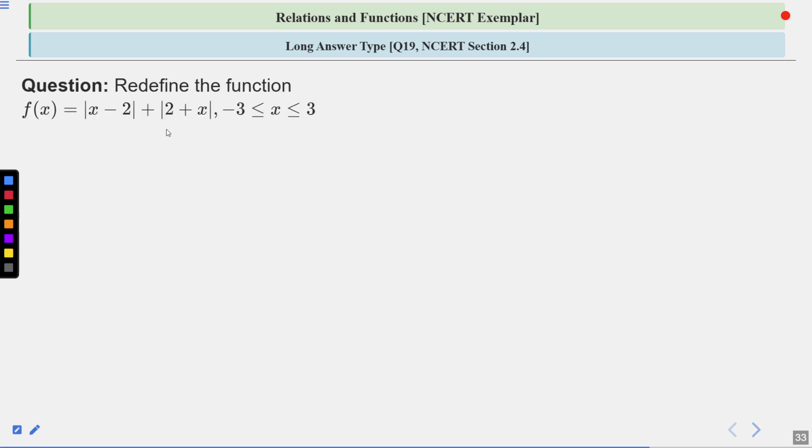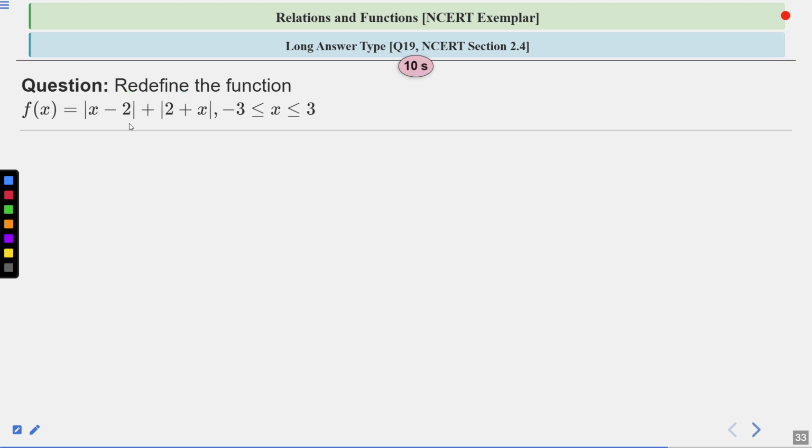Now this f(x) is absolute of x minus 2 plus absolute of 2 plus x, where x is greater than or equal to minus 3 and less than or equal to 3. What we have to do is simply redefine it, meaning we have to write this function in piecewise terms.